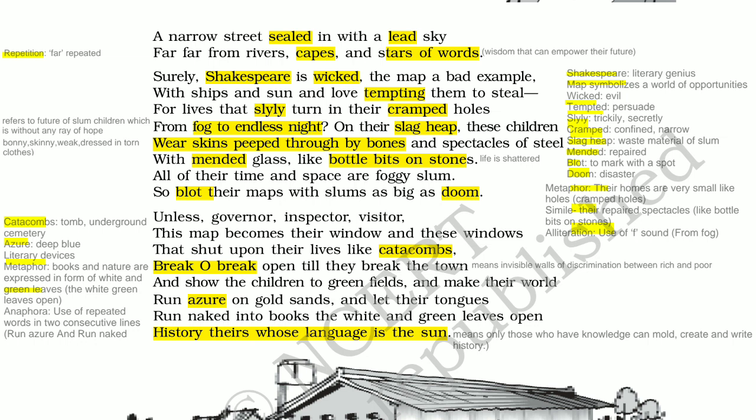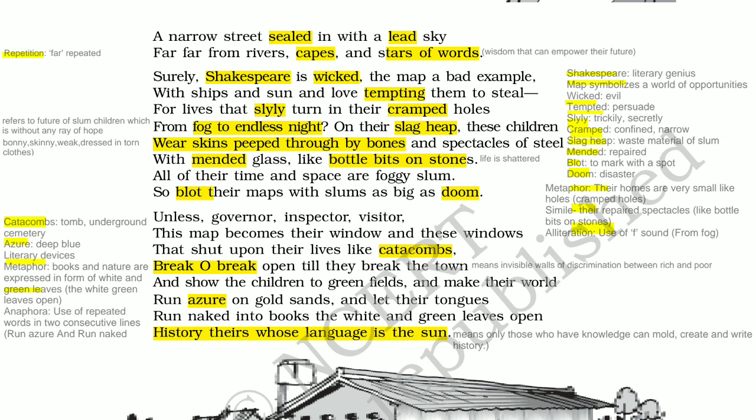So it says when somebody will be there for the supervision, then only formal education will be given to these children. So he says that until and unless the governor, the inspector, or any visitor is going to visit the school, there will not be any proper education in the school. Serious teaching will not go on in the school. This map becomes their window, and these windows shut upon their lives like catacombs. Catacombs are underground cemeteries.